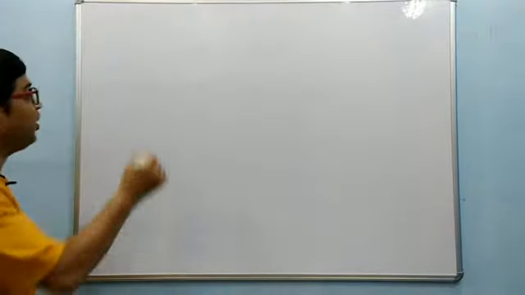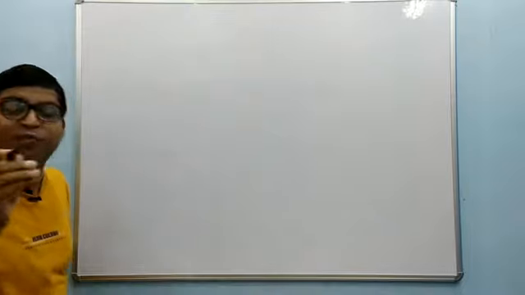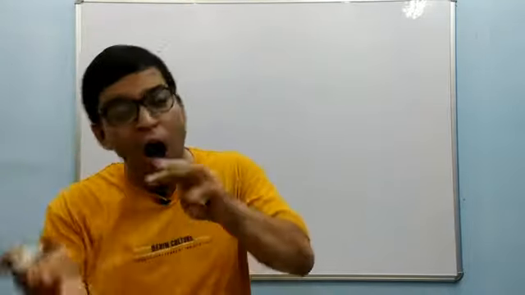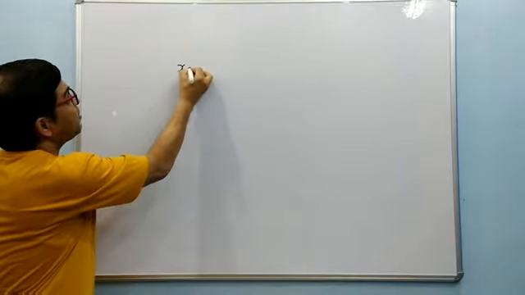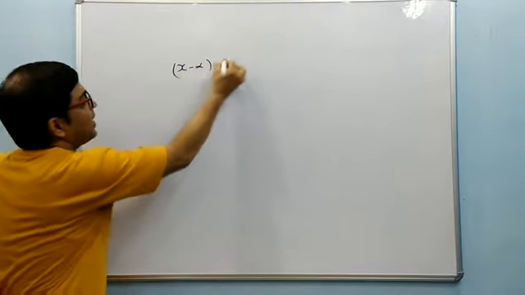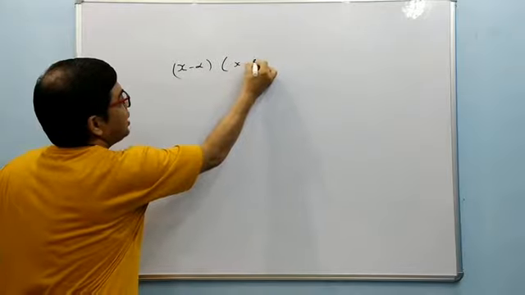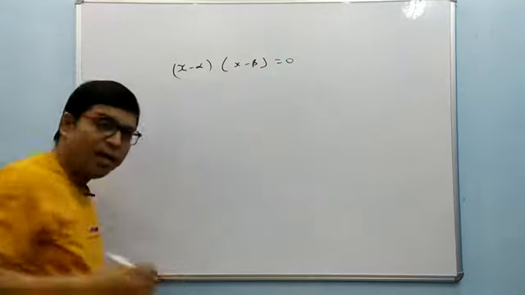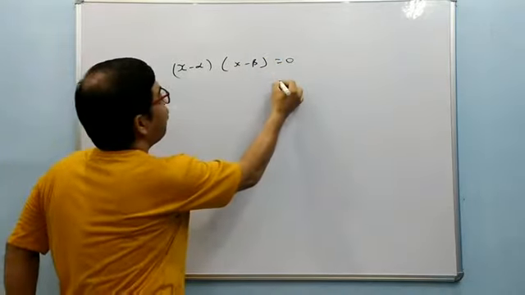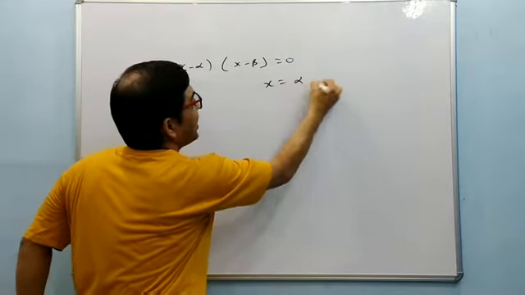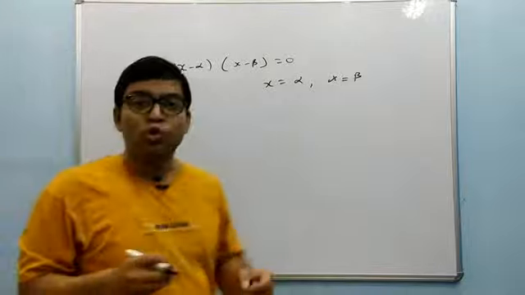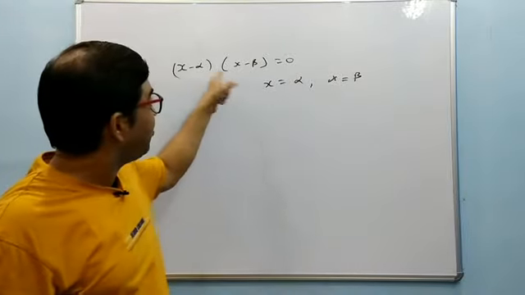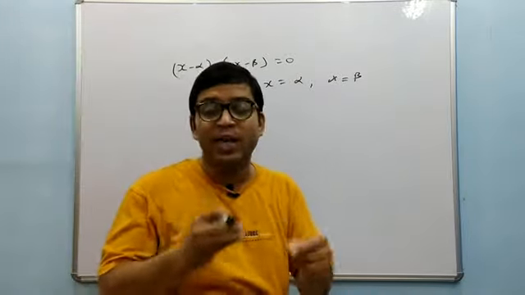See here, we know that for a quadratic equation, if the roots are alpha and beta, the equation comes in the form (x minus alpha) into (x minus beta) is equal to 0, and then it comes out in the format of x is equal to alpha and x is equal to beta. So, if the roots are known, we can find the equation very easily, that is (x minus alpha) into (x minus beta).